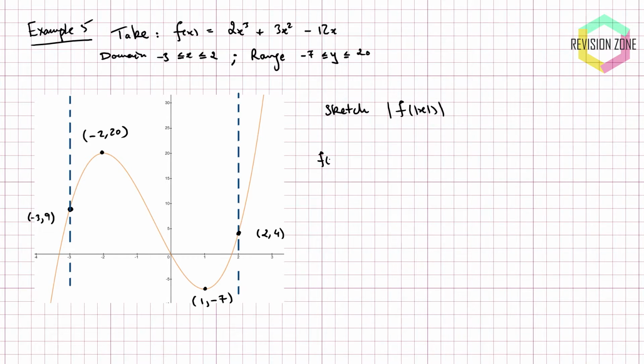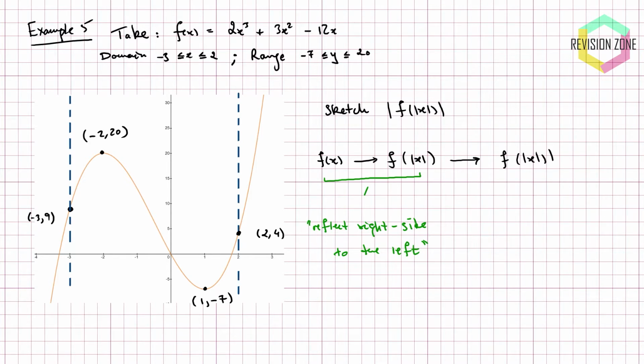We know that when f of x goes to f of the modulus of x, what this does for us, if I do it in green, is it says reflect the right side to the left. Okay, so the first step would be to reflect the right part of our graph to the left. And then we carry on and we say, well, we don't just want f of the modulus of x, we want the modulus of this thing here, right? That's what this thing here is. So we continue and we say we need another transformation that's going to do this, right? So we're going to have that.